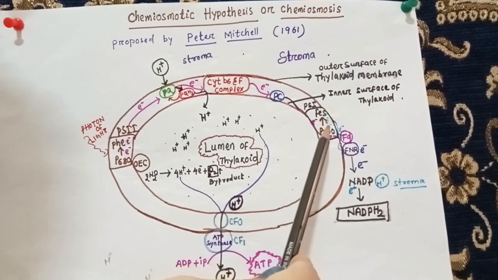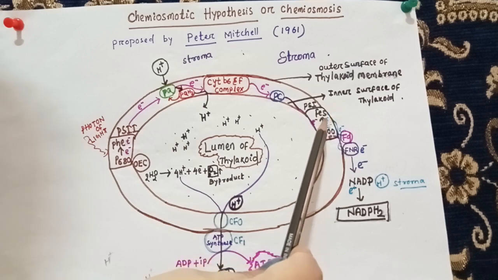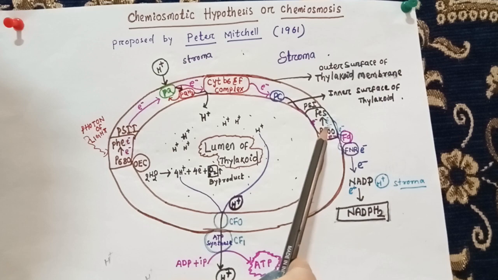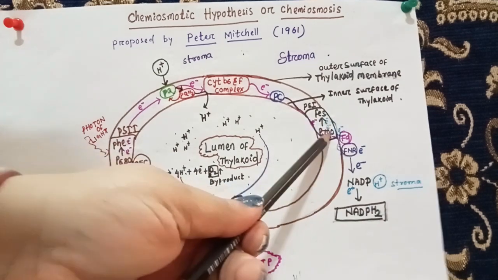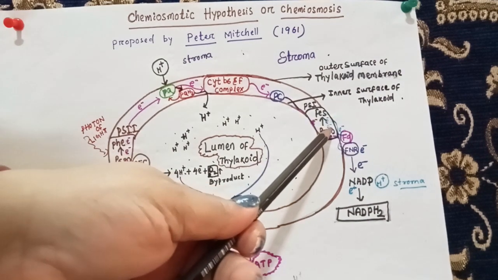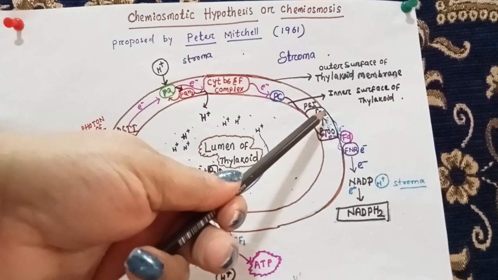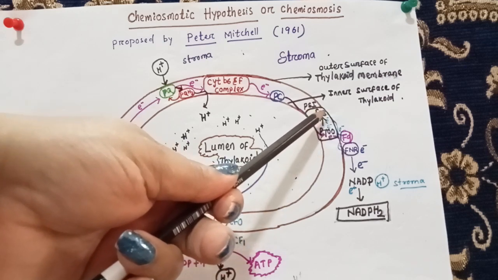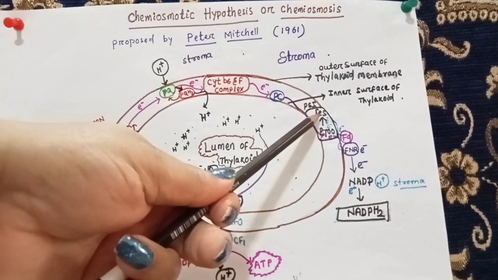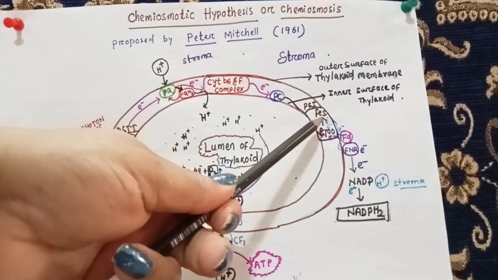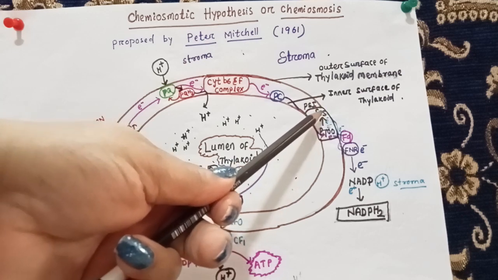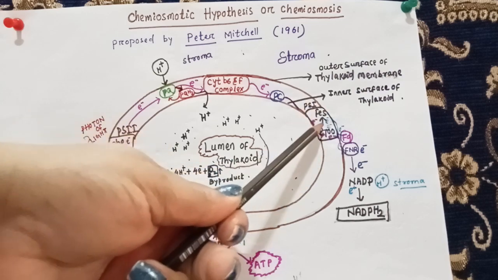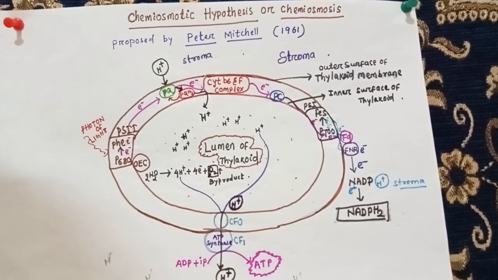And what about the electron of the reaction center of photosystem 1? The electron which is released from the reaction center of photosystem 1 is accepted by the primary electron acceptor, that is the iron sulfur protein. Iron sulfur protein is the primary electron acceptor of photosystem 1.